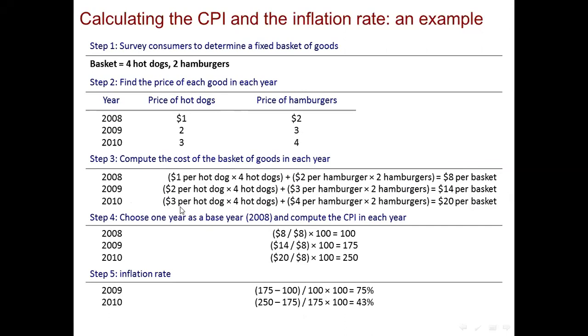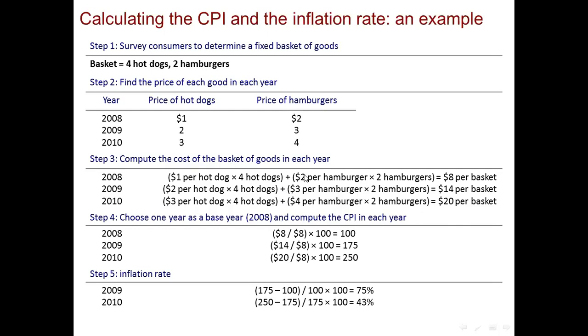In 2010, the price of hot dogs is 3, the quantity is 4, that's 12, plus 4 times 2, which is 4 for burgers, this is the price times 2 the quantity, you get 20. So I have done the first step, which is what? Getting the market basket.